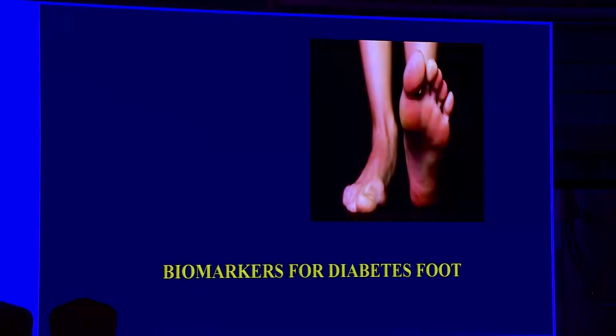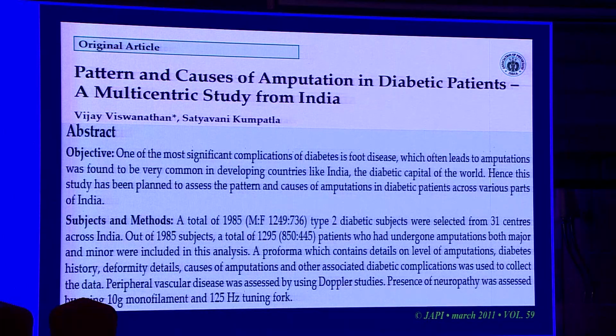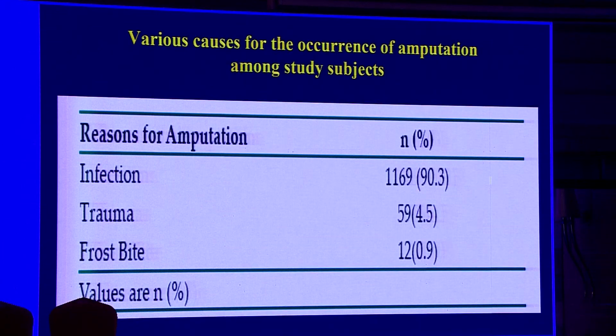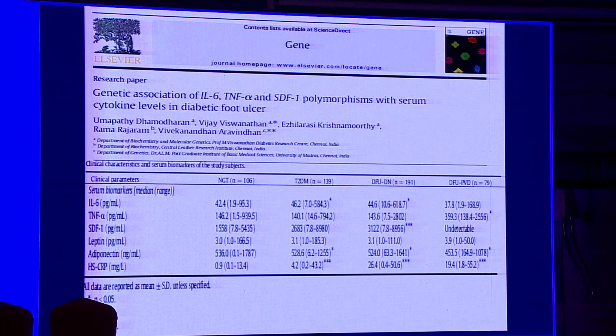In the last 3 minutes, there are not many biomarkers, but we did catch some biomarkers because we think diabetic foot is all because of neuropathy, peripheral arterial disease, walking barefoot, and so on. That's what we have been talking about all these years. But we found that, and you know this study which we did across India with 31 diabetologists, which we published in JAPI, the main cause for amputation was infection. That's known, okay? But what I'm going to show you is the SDF gene polymorphism.